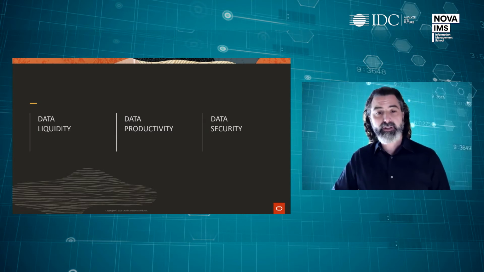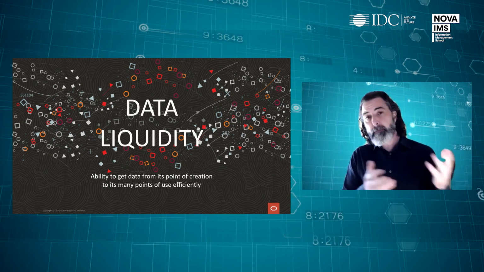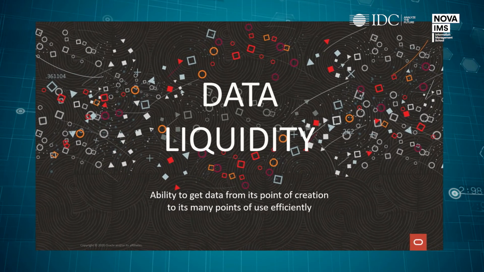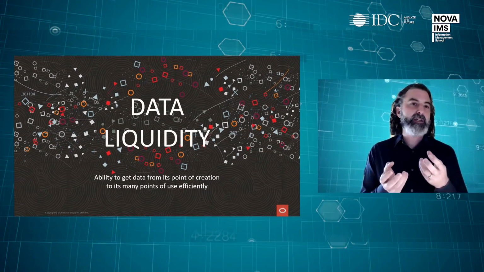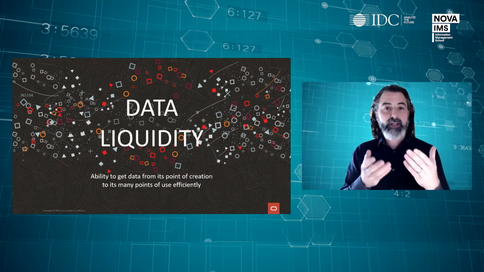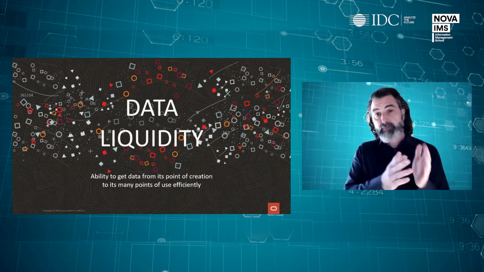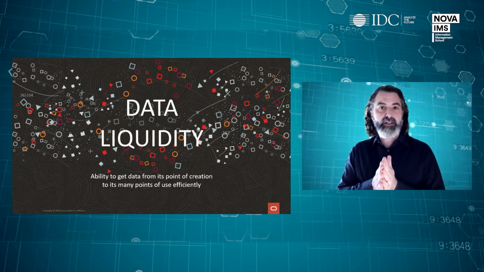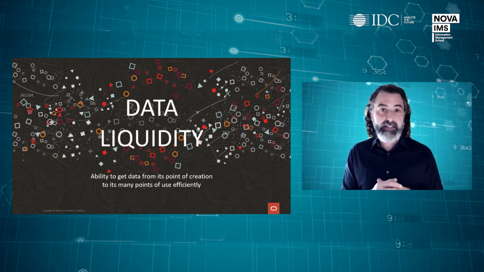So let's look at each one of these in turn. Data liquidity is the ability to get data from its point of creation to its many points of use efficiently. And each digital observation gets created in a particular shape. It might be a row in a table. It could be key value pairs wrapped up in a JSON object. It could be nodes and edges in a graph. There are lots of different shapes for data. And every application should be able to create data in the shape that is most convenient and fastest for it to capture the necessary data.